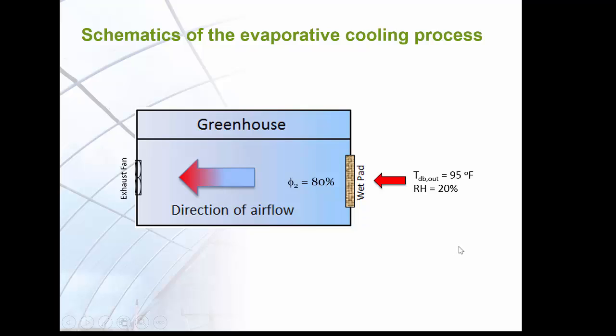As I mentioned, this is a very effective cooling system as an advantage. However, the disadvantage is that since this is a mechanical ventilation system, a lot of energy is consumed by the exhaust fans as well as the sump pump that circulates the water on the wet pad surface. Another disadvantage is that we achieve cooler temperatures close to the wet pad while the air warms up a little as it goes through the length of the greenhouse, and we may see a temperature gradient between the wet pad zone and the area closer to the exhaust fan.